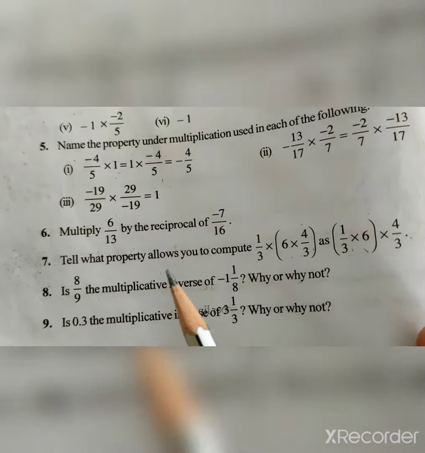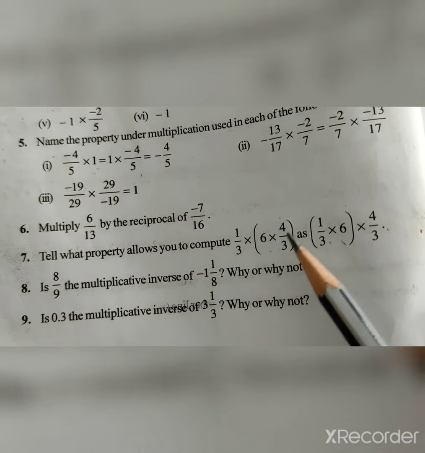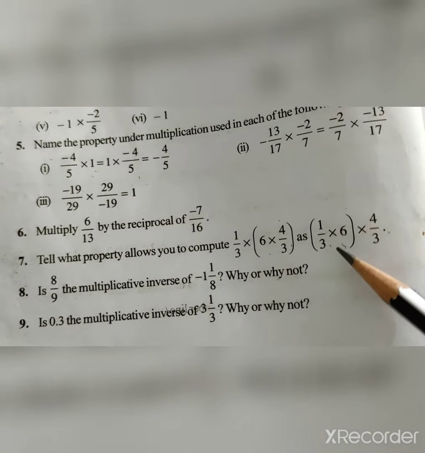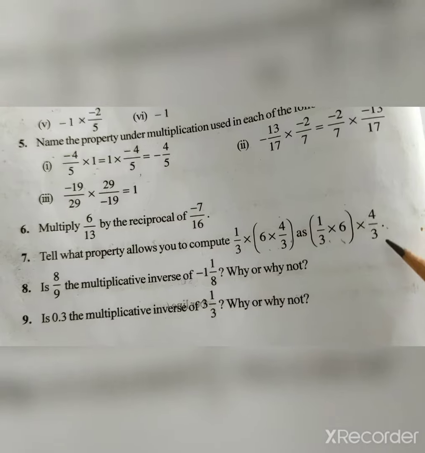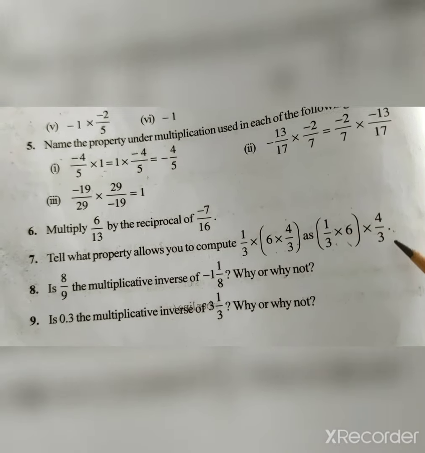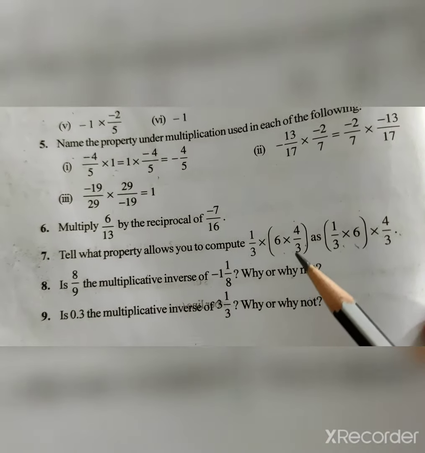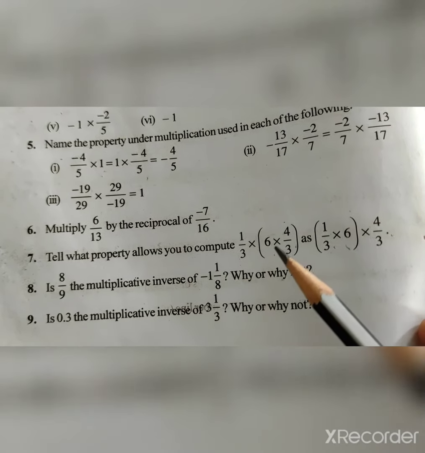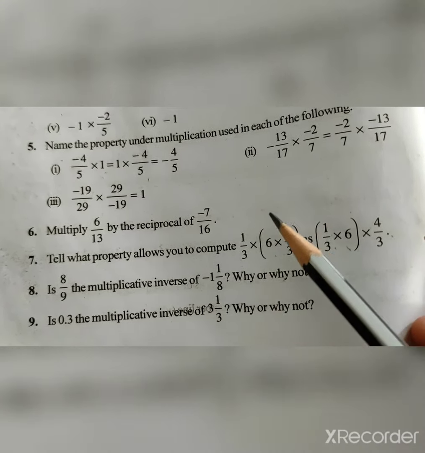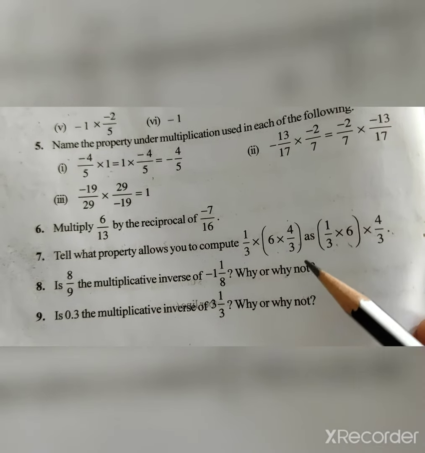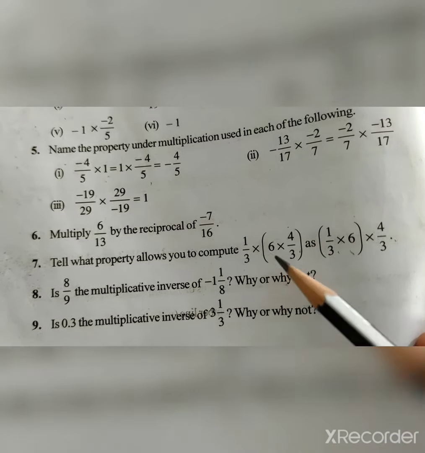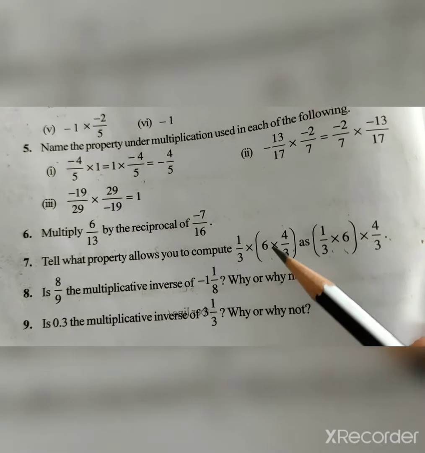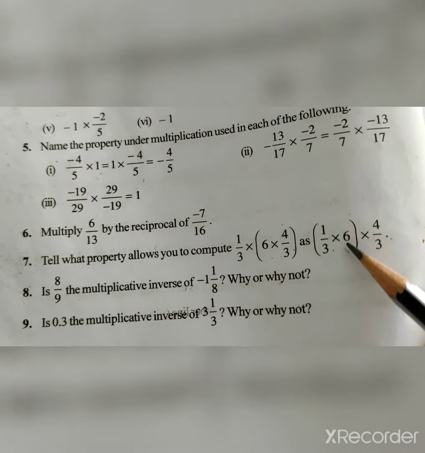Which property allows you to compute 1 upon 3 into 6 into 4 upon 3 as 1 upon 3 into 6 into 4 upon 3? So which property? Associativity. You can see here the position of brackets is changing. The bracket is here, now the bracket is here. So associativity.